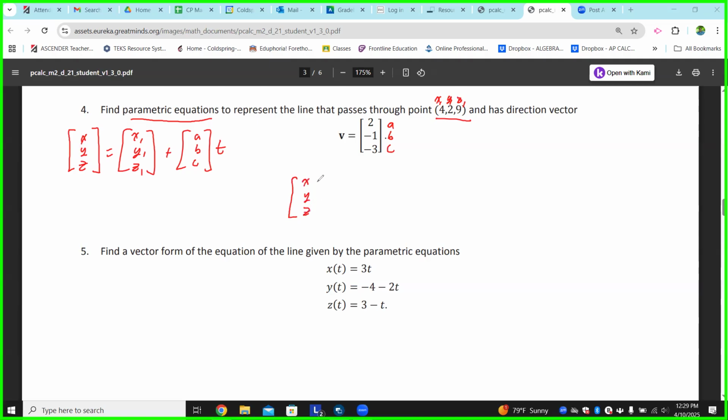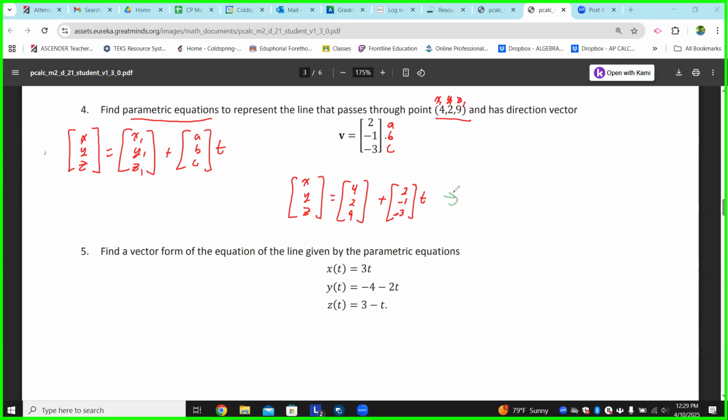X, Y, Z equals 4, 2, 9 plus 2, -1, 3, t. Is everyone good with this point? This is not the final answer, but this is the answer that will give you the final answer. I might have. I did. I did mean to put -3. Thank you.